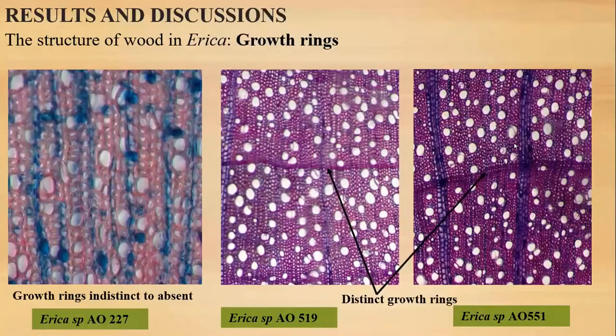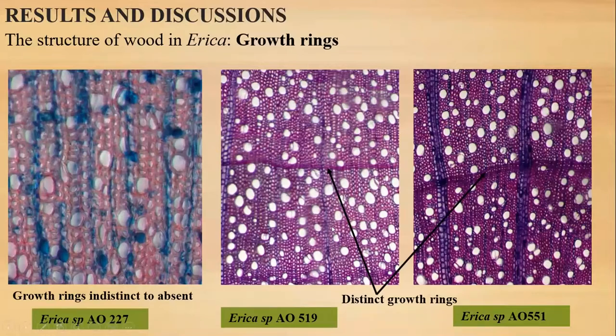And these are our results. We sectioned the results into parts, starting with the structure of wood. According to IAWA, there is terminology that has been laid down that we use to define the structure of wood. The first picture here is showing the growth rings in the wood structure, and the first one is showing indistinct or absent growth rings, as you can see.